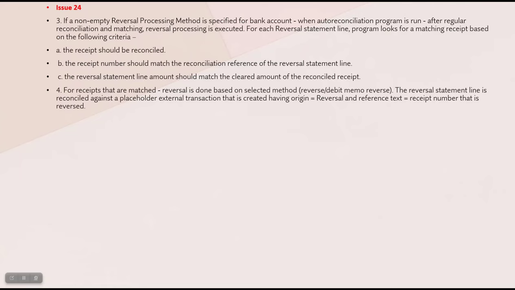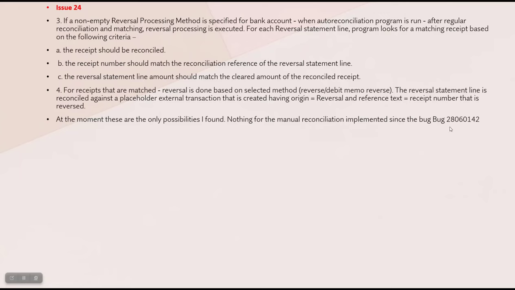For receipts that are matched, reversal is done based on the selected method, reverse or debit memo reverse. The reversal statement line is reconciled against a placeholder external transaction that is created, having origin reversal and reverse text equal to the receipt number that is reversed. At the moment, these are the only possibilities we found; nothing for manual reconciliation has been implemented since the bug, this number.